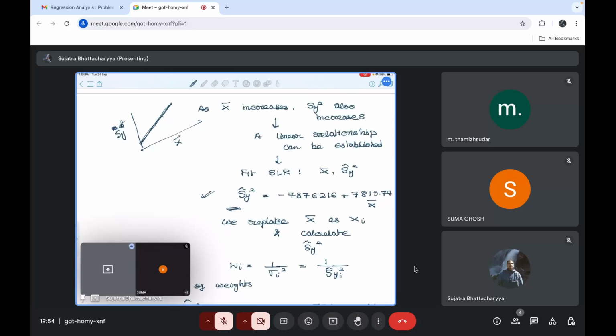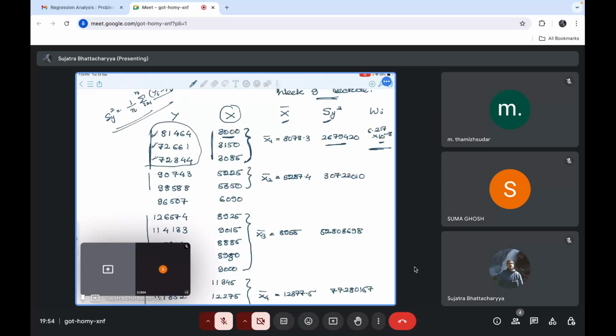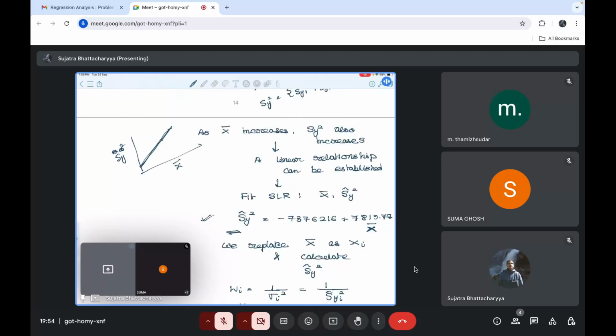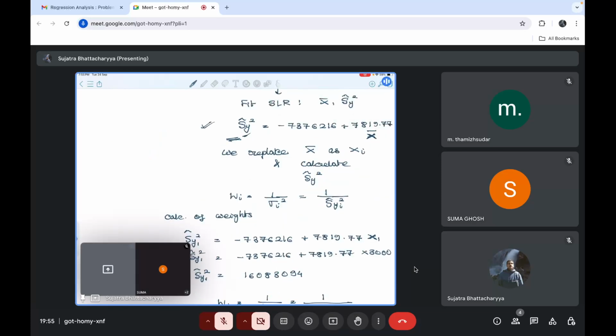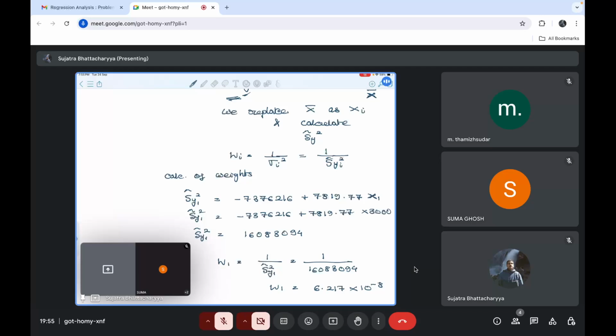Now what I'm doing is that this x bar, we are replacing it with each individual observation, not the cluster. We are replacing it with 3000, 3150, and then calculating the sy square corresponding to that. Okay, this we are calculating. Now 1 divided by that becomes my weight. That is the thing. Okay. So is it now clear or does it require further explanation? Okay, fine.